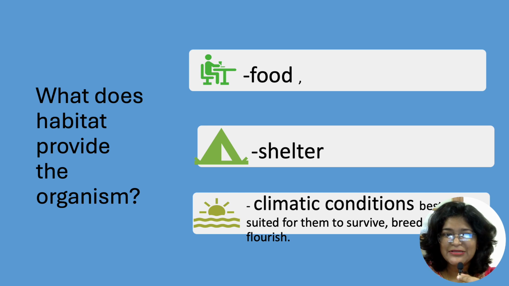What does a habitat provide for the organism? It provides food, it provides shelter, and it provides conditions that are suitable for them to survive, breed, and flourish.